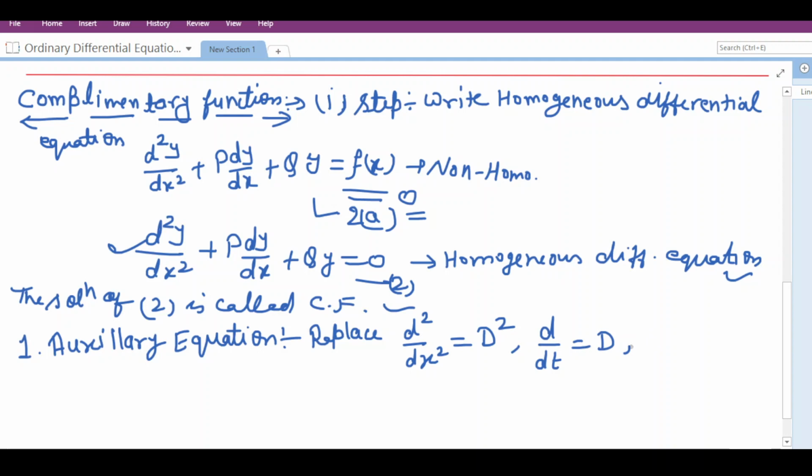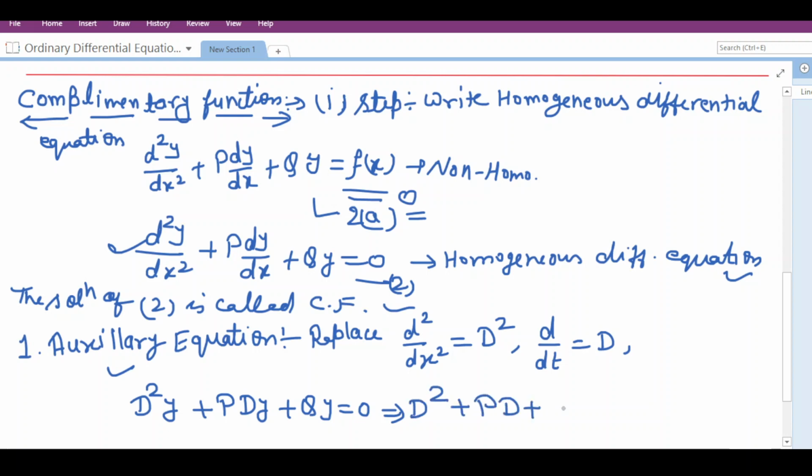Okay, so what we will have in equation 2? We will have in equation number 2 or 2a, but we are finding out the auxiliary equation, so we will go through equation number 2. So then what we will have? We will have D2 y plus p Dy plus q y, that is equal to 0, right? Separate the operator form and the dependent variable: D2 plus pD plus q, y, that is equal to 0.